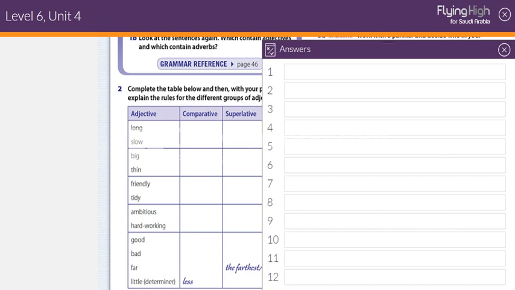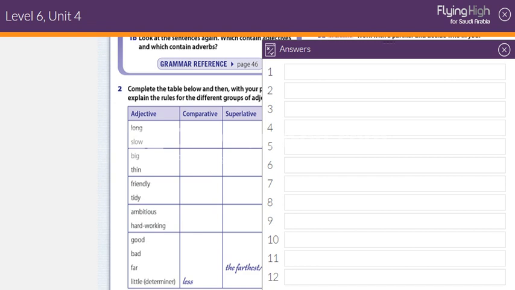We are going to start our lessons today. Our unit today, Unit 4, page number 40. We will start our rule today about adjective, comparative, and the superlative.